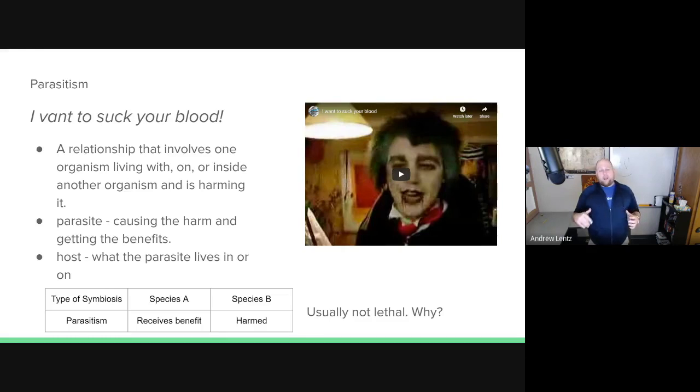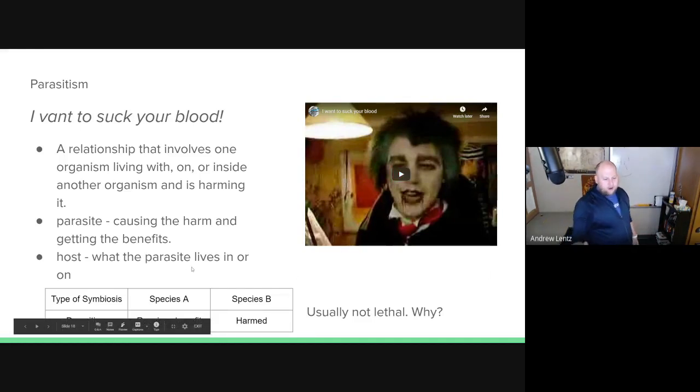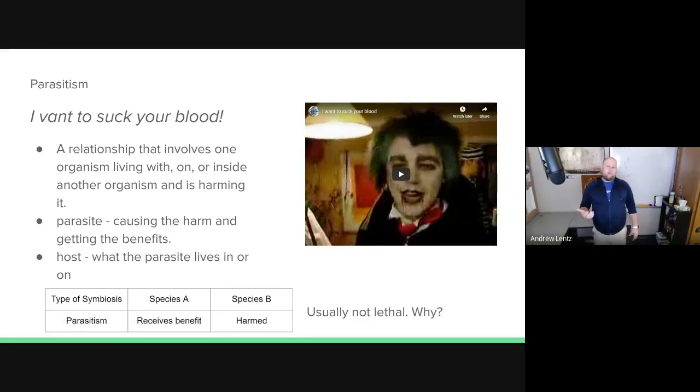If you want to be completely grossed out, look at pictures of heartworms or tapeworms. Ugh, but those are parasites. The parasite causes the harm and gets the benefit at the expense of the host. The host suffers, but usually does not die. And why might you think that would be? Why would the parasite leave the host alive? Well, we can look at this in the table below. Species A, our parasite, is receiving a benefit. If the host dies, is the parasite going to get that benefit anymore?